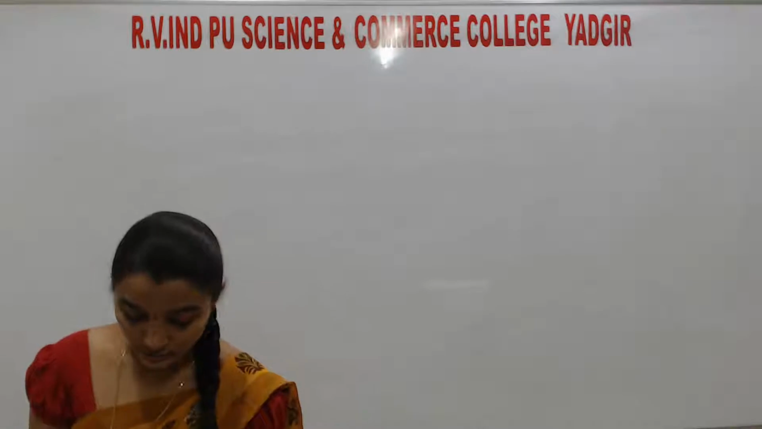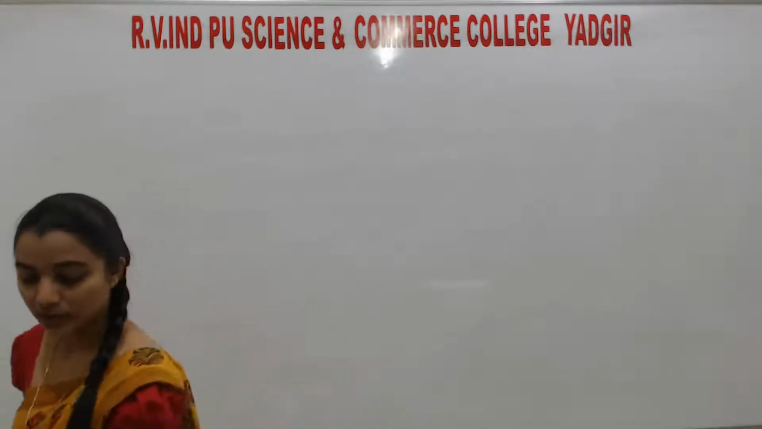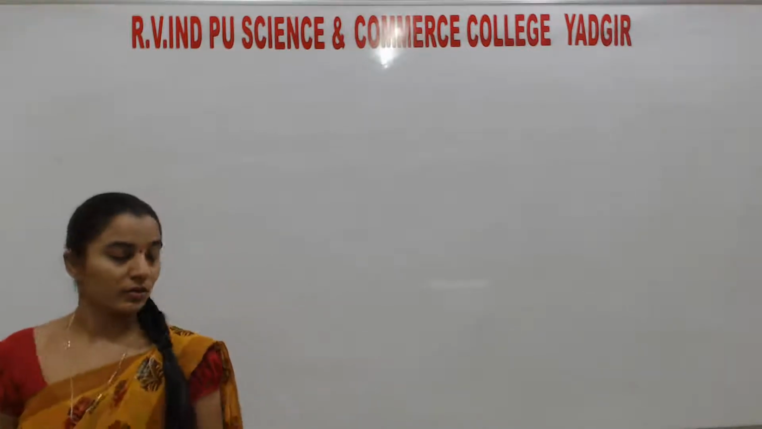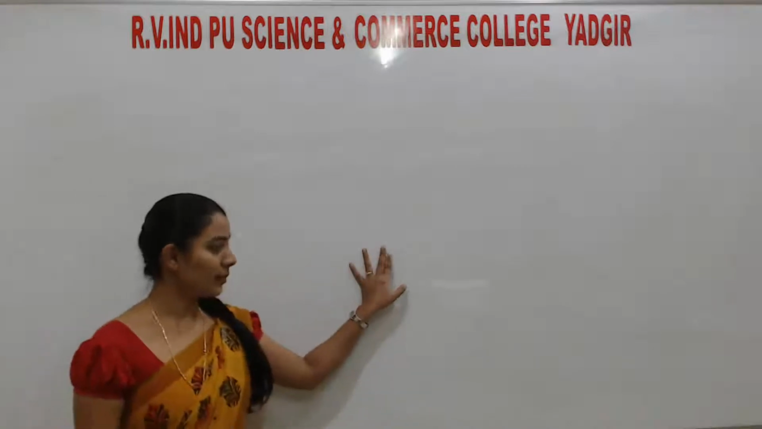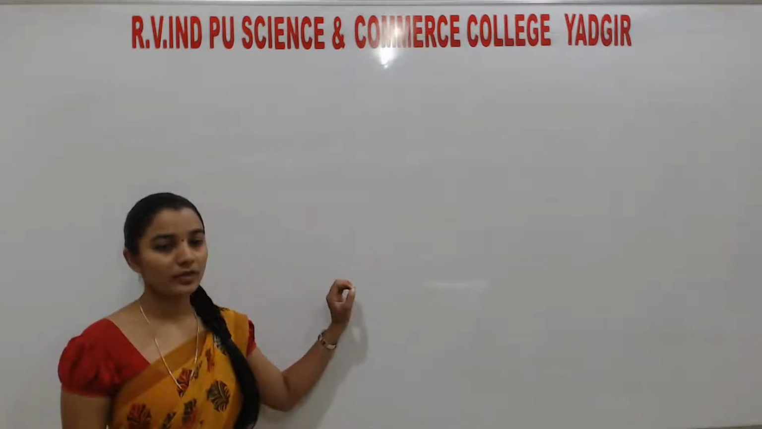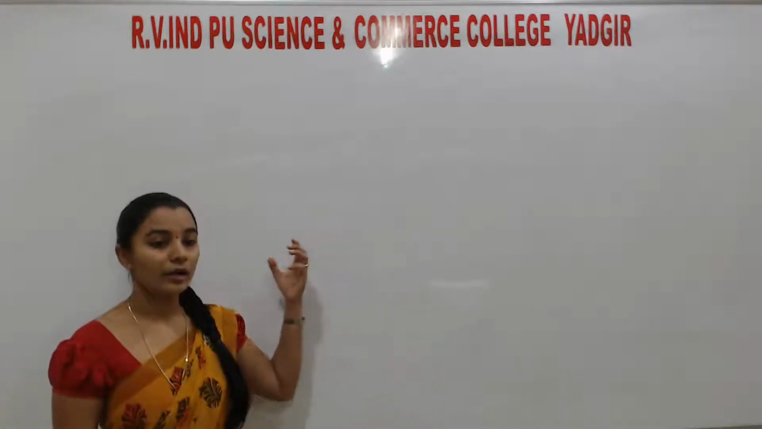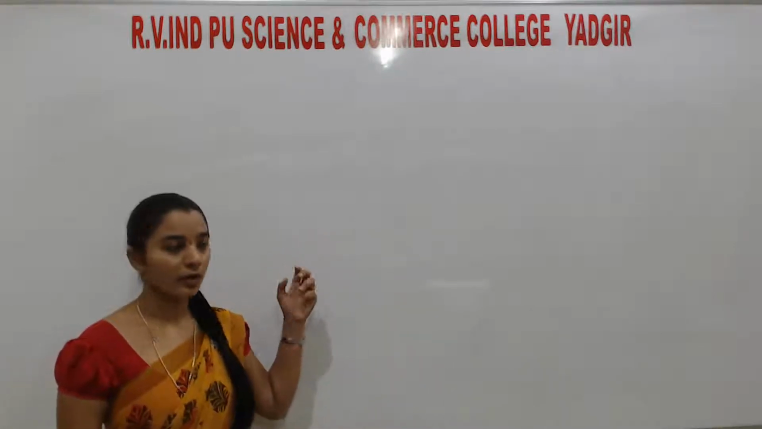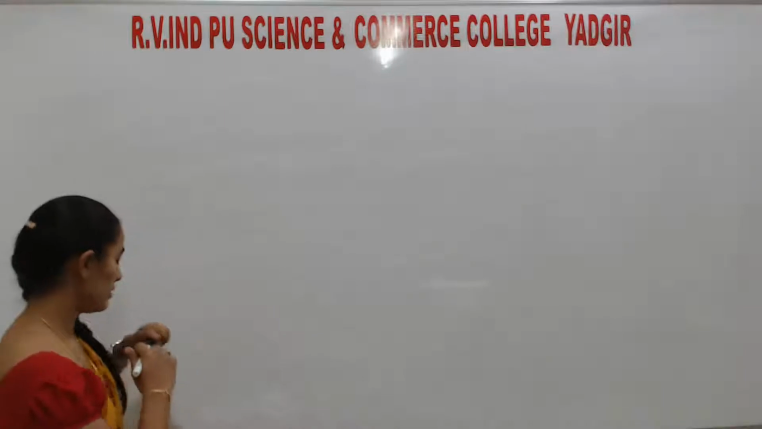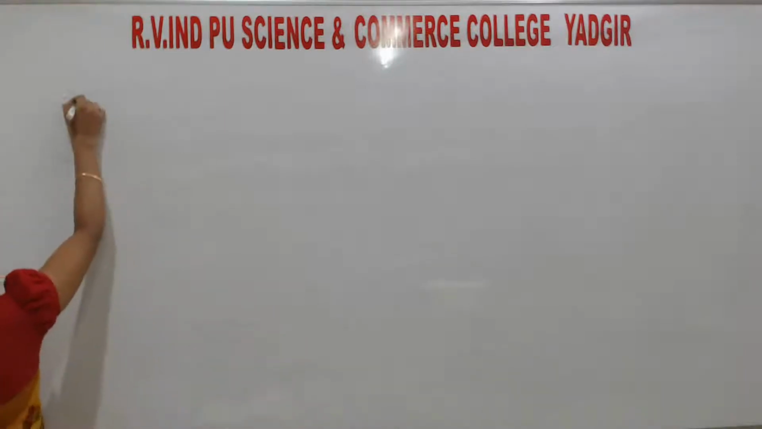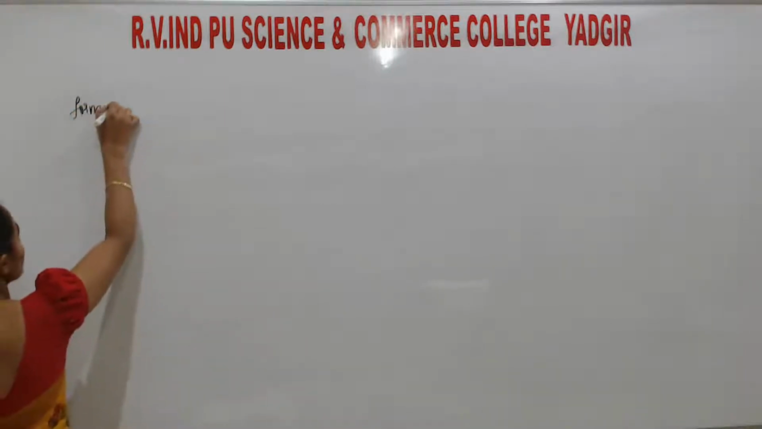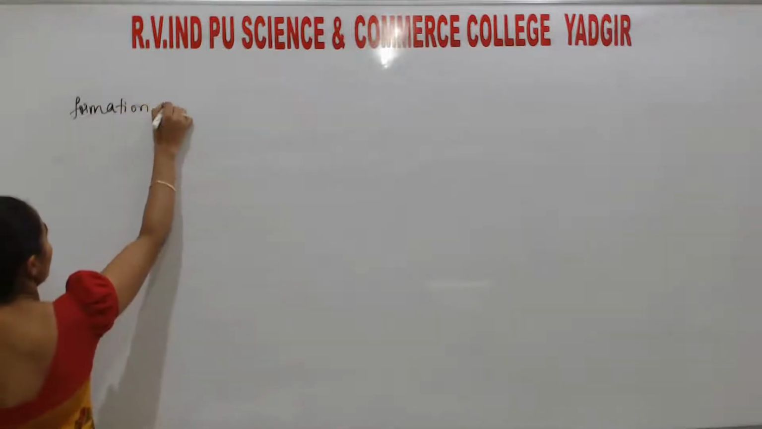Good morning, students. In the last class we discussed the preparation, formation of double bonds. In the double bond we studied how carbon dioxide will form and how the oxygen molecule will form. Okay, so next is the formation of the triple bond. As I told you, there are three types of bonds.